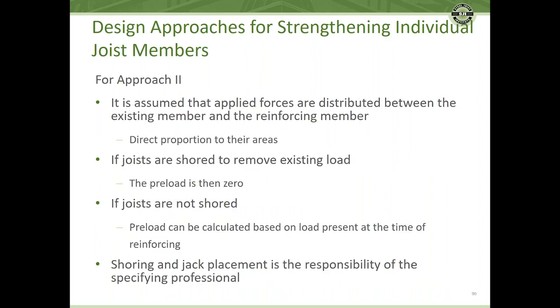So with the design approach for individual joist members for approach 2, it is assumed that the applied forces are distributed between the existing member and the reinforced member. So direct proportioning of areas is the way that we do that, and we've got a good example in the Technical Digest. If joists are shored to remove existing load, we want to know what the preload is so that we can understand what that is.